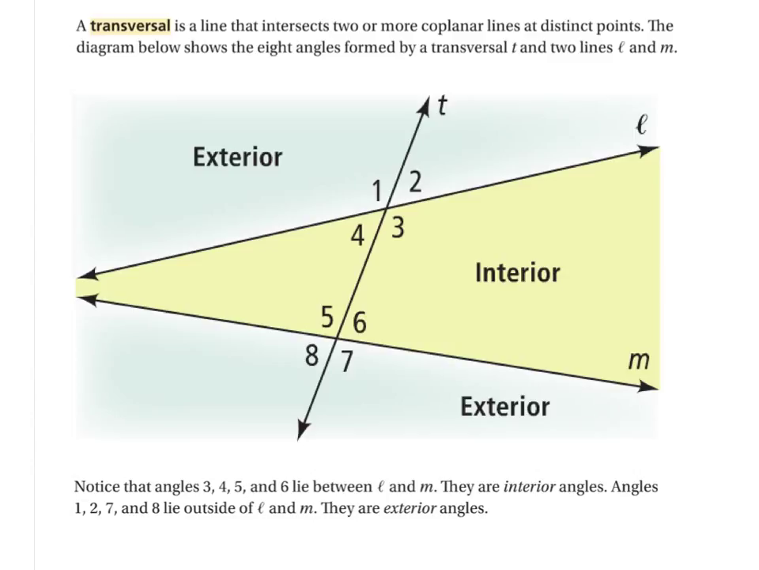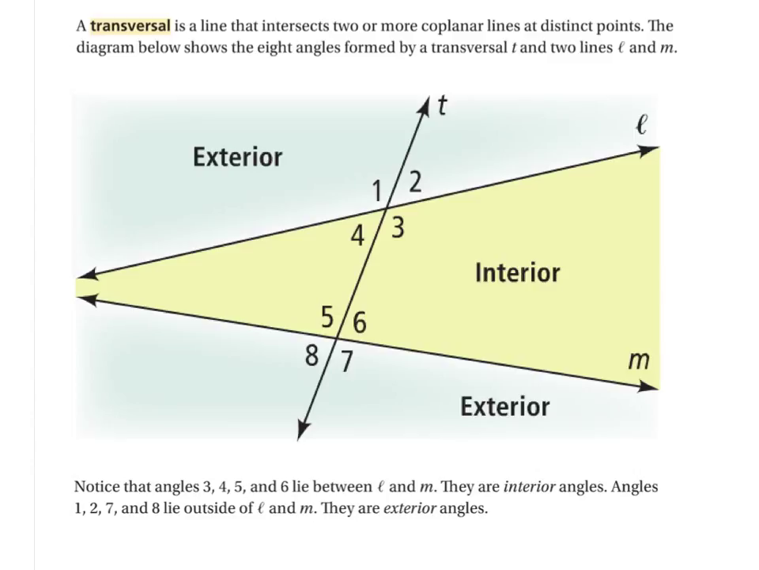Another thing you're going to have: between line L and line M, we call that the interior. Outside of them, we call that the exterior. That comes into play when we name our angles, interior versus exterior. The interior portion is all this in gold, that is between our two lines being intersected. Exterior is then outside of that.